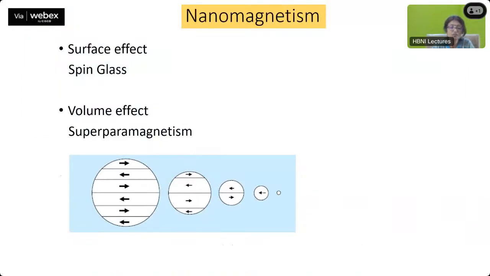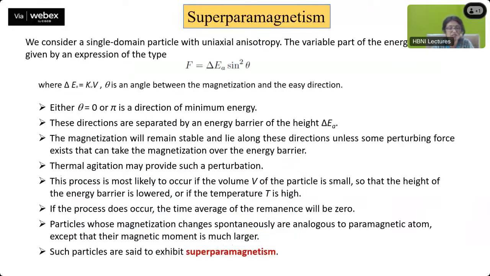So in nanomagnetism, the surface effect is spin glass and the volume effect is superparamagnetism. Spin glass we will not discuss much, but superparamagnetism we will definitely discuss a little bit. Consider a single domain particle with a uniaxial anisotropy. The variable part of the energy is given by this expression: delta EA sine square theta, where delta EA is the anisotropy energy, which we have already discussed before, KUV, and theta is the angle between the magnetization and the easy direction. This theta value can be 0 or 180 degrees, because these are the directions of minimum energy.